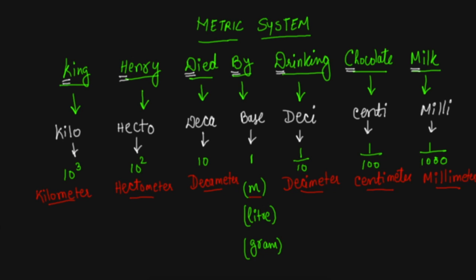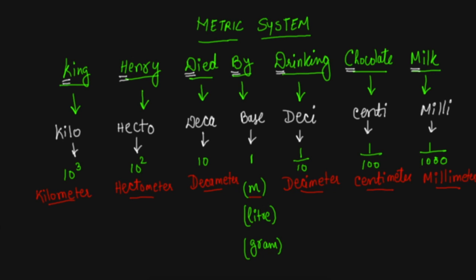Now I've tried to show you a mnemonic system here which is generally used for remembering the metric system, and that is King Henry died by drinking chocolate milk. If you remember this, half the job is done. So essentially every first alphabet of the word would mean the metric system that we are talking about. King, kilo; Henry, hecto; died, deca; by is the base unit. We will come back to base unit. Drinking, deci; chocolate, centi; milk, milli. If you remember the first line, you remember everything.